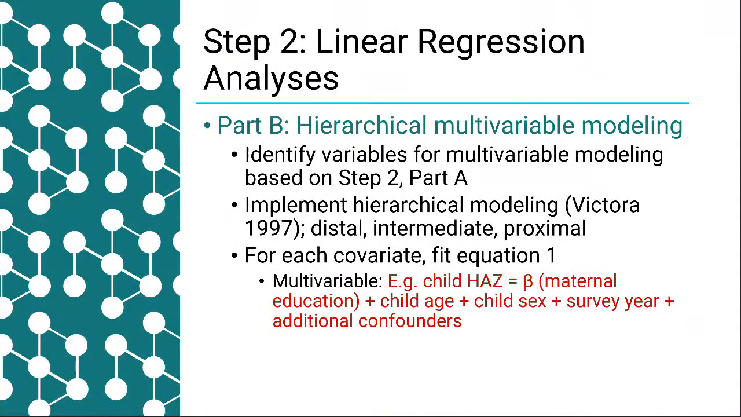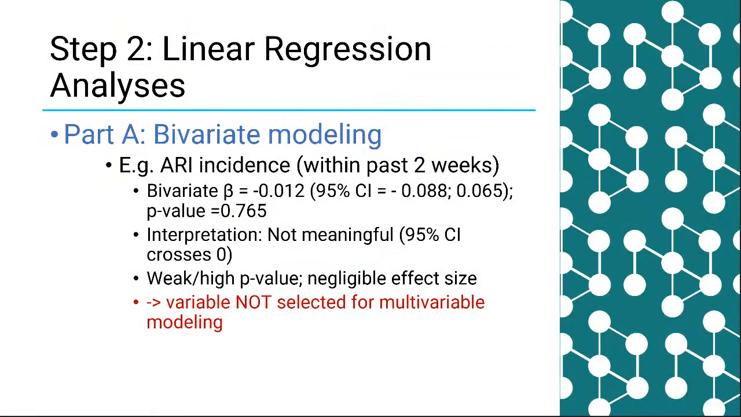I wanted to show you one example of a variable that we didn't select: ARI incidence within the past 2 weeks. This is a notoriously tricky variable, poorly measured, not really representing the construct it's supposed to represent that well, with lots of variation and seasonality issues. So it's not the best variable, but we analyzed it anyway because it's really all that was available within the data sets. But what we found here is that the bivariate beta was quite small.